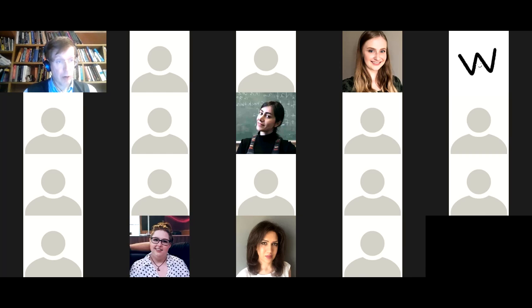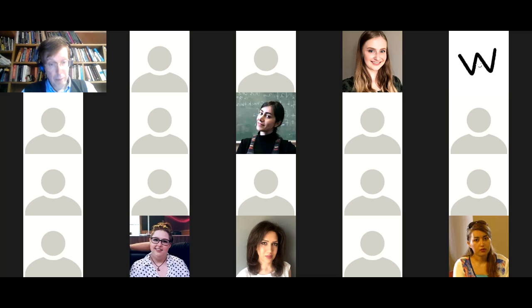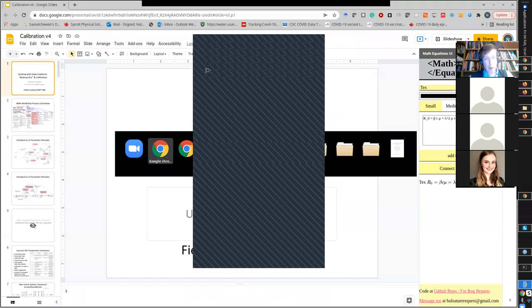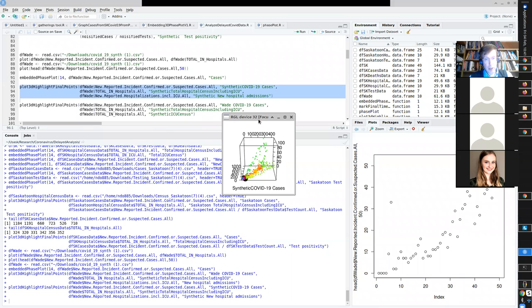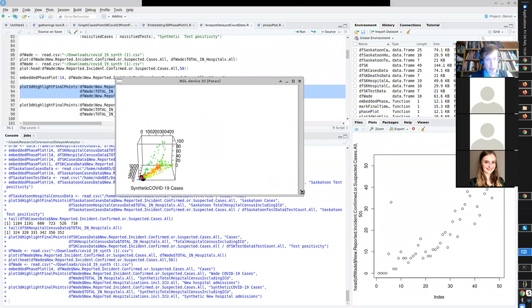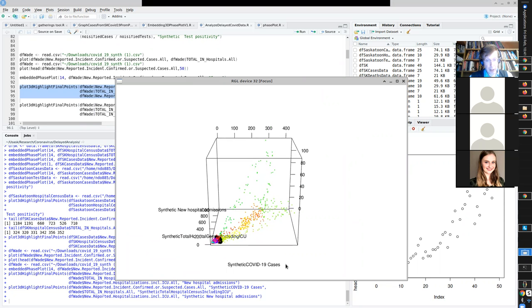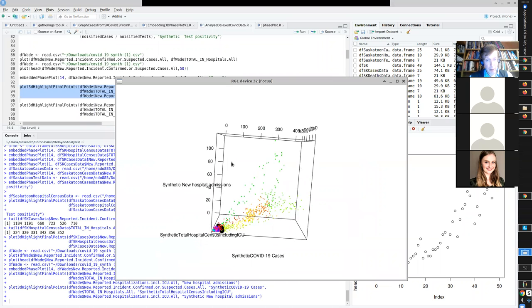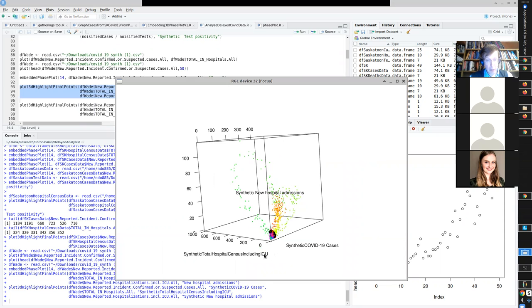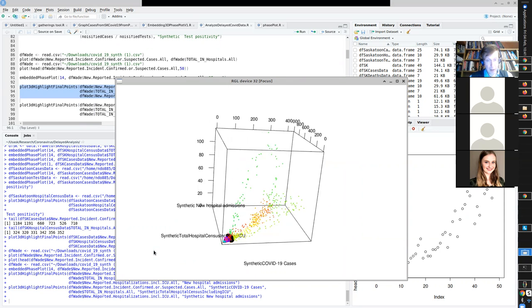I had provided a bit of R code to make this a bit easier, but I also noted that through Excel's 3D plot, you can create that on your own. So I'll show you what came out of my explorations here. People are welcome to speak up if they want to ask questions about it. What I was looking at here was essentially something like this. Again, we have synthetic cases here on the x-axis, synthetic hospital admissions on the z-axis, and hospital census here on the y-axis.